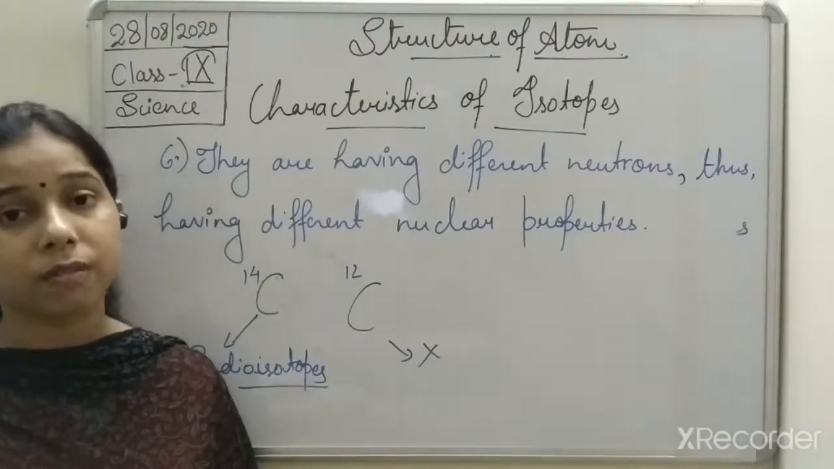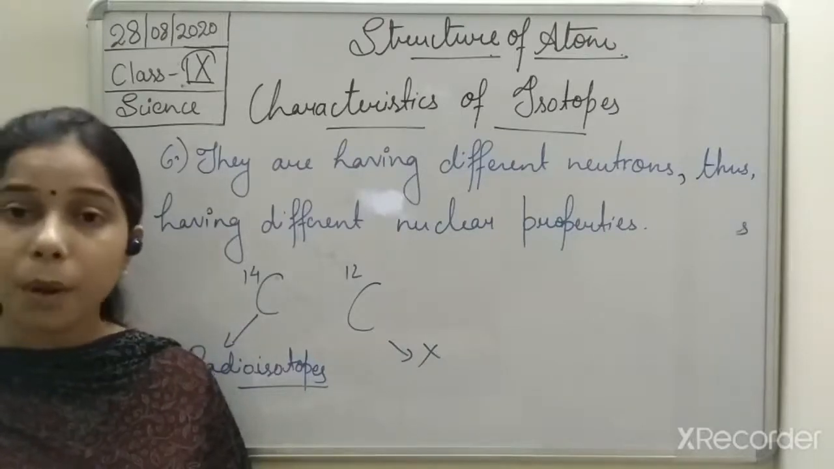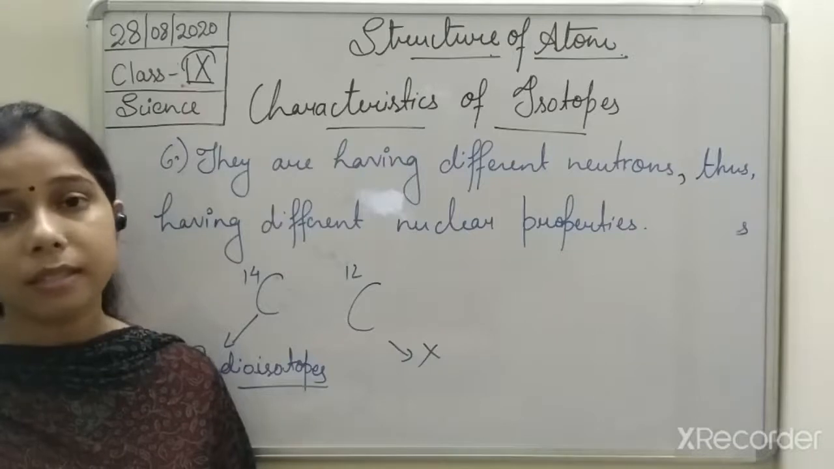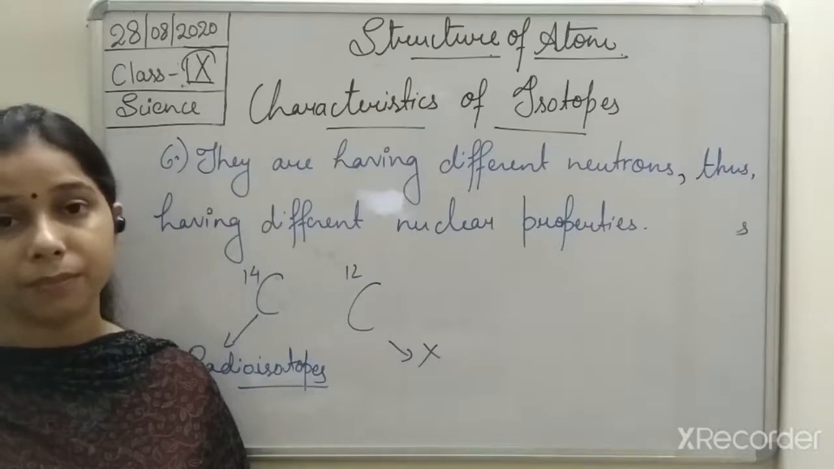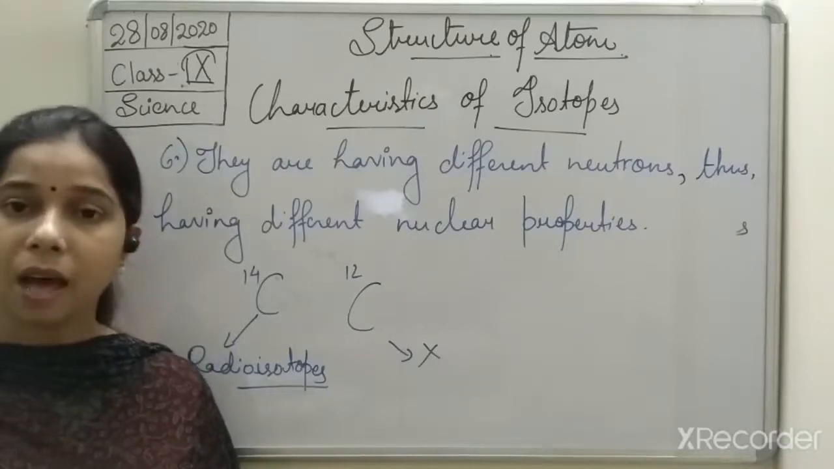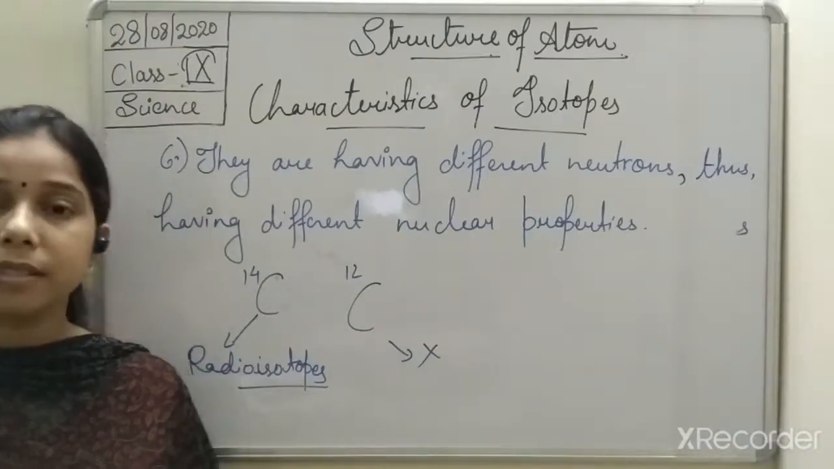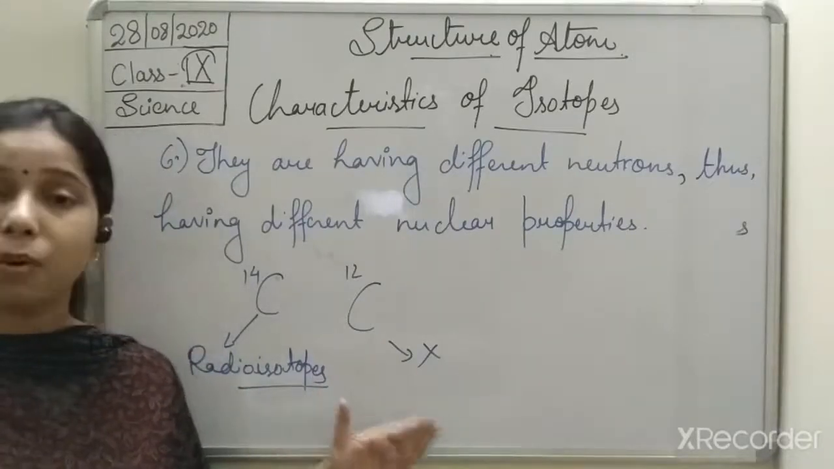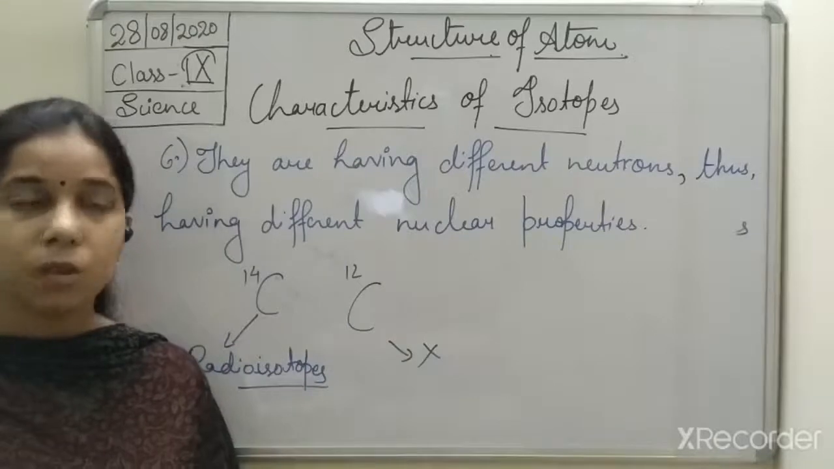Since the number of neutrons varies, their physical properties also differ from each other. Physical properties include the melting point, the boiling point, and the density. These are the physical properties. And the last one is, students, since they have different neutrons, their nuclear properties also vary. Thus some of the elements are radioisotopes, while others are not. So these are the characteristics of the isotopes.